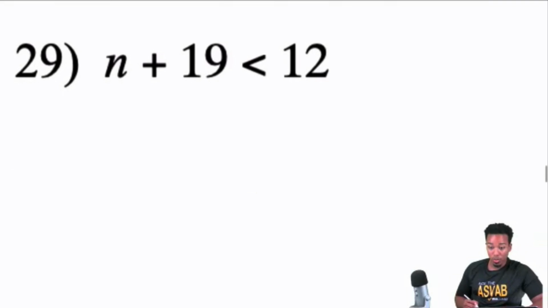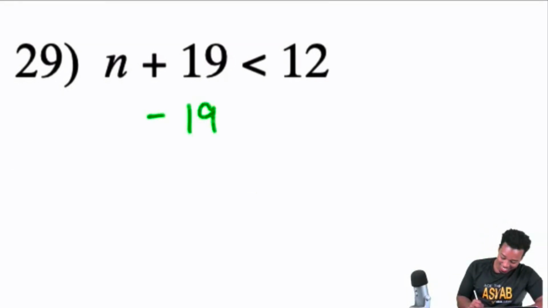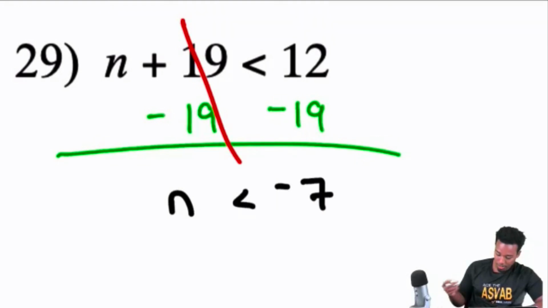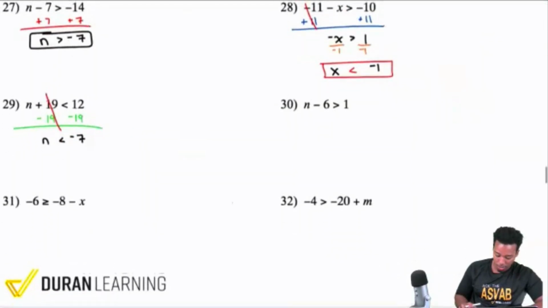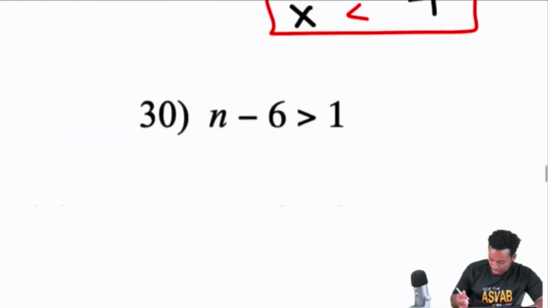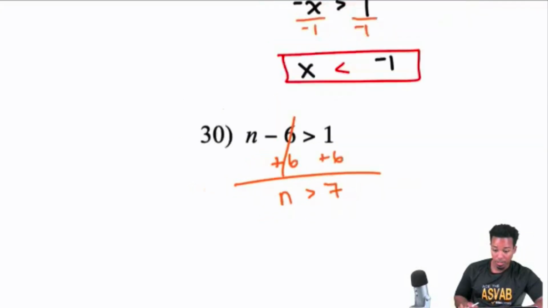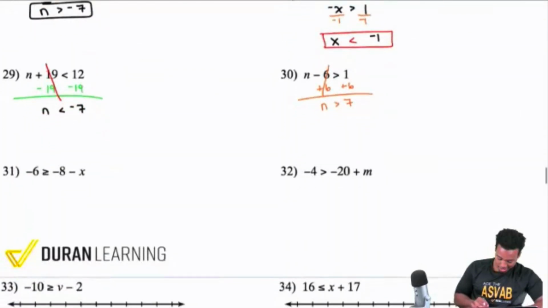So here what we're going to do is subtract 19 on both sides. Once we subtract 19, that cancels out. N is less than negative 7. I'm going to be doing rapid fire here because it's already 8:01, so allow me to finish up so those who'd like to can sign up. So here, n minus 6 is greater than 1, adding 6 on both sides. Bye-bye. N is greater than 7. Booyah, that's right, London.